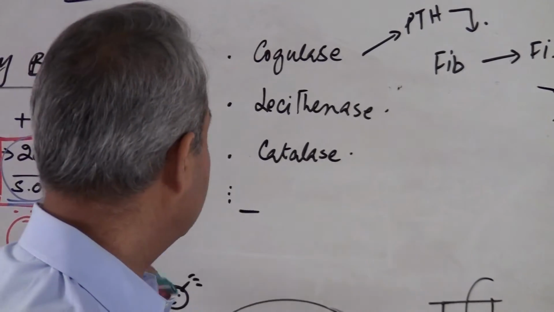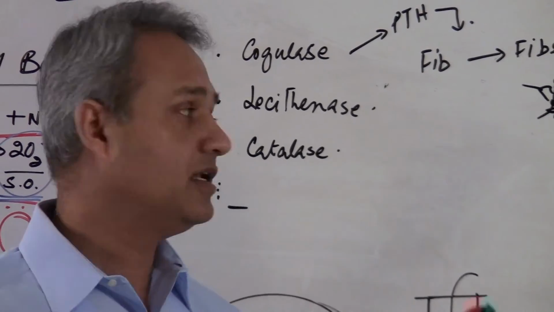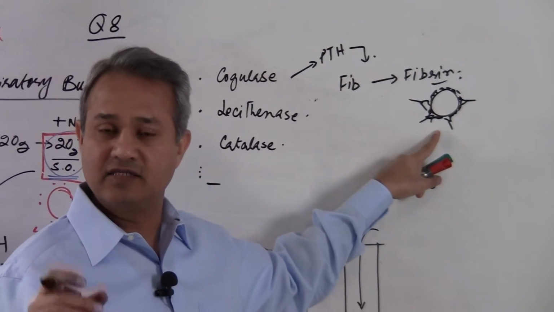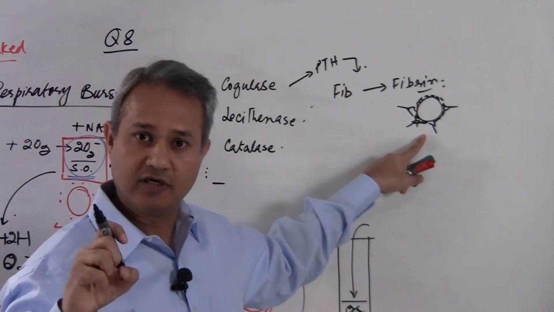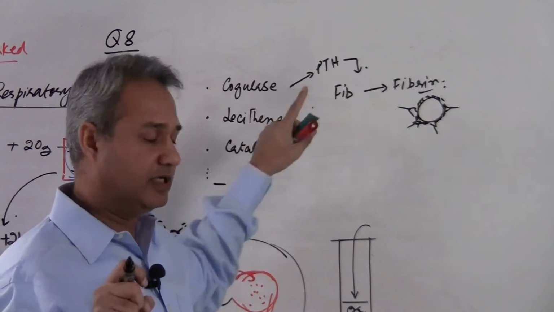So in this particular case, CGD has nothing to do with coagulase. It is not that there is some problem with opsonizing the bacteria. It is not that there is some problem with phagocytosing the bacteria. So it doesn't look like a valid choice for us.